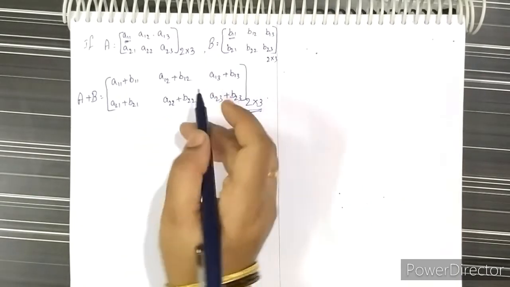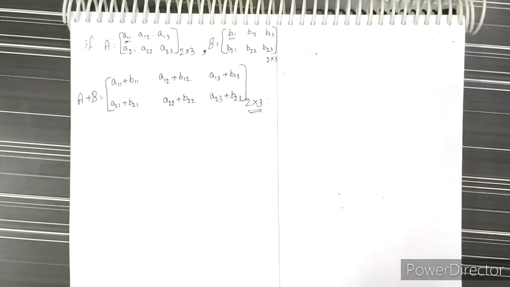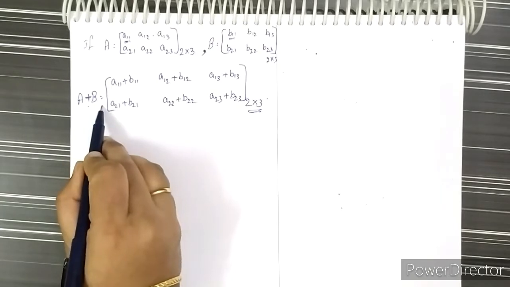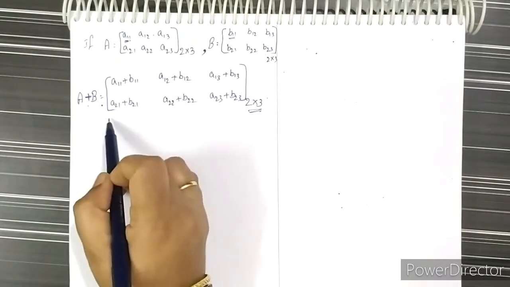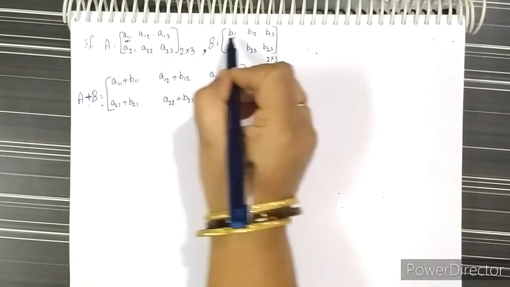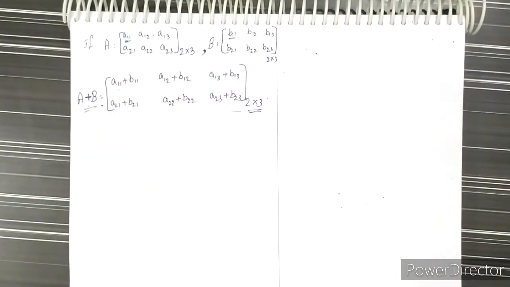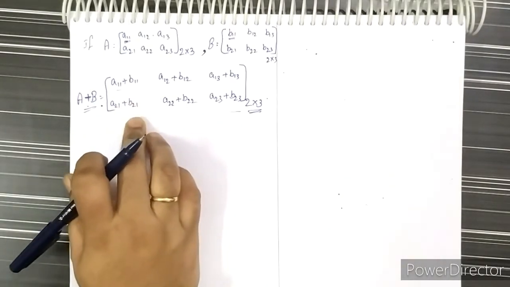To find the sum of the matrices, first we check that the orders of the two matrices are the same. Then we can find the sum. The sum of the matrix is the arrangement of the sums of the corresponding elements. That means the sums of the elements in the same places form the sum of the matrix. This is the sum of the matrices.